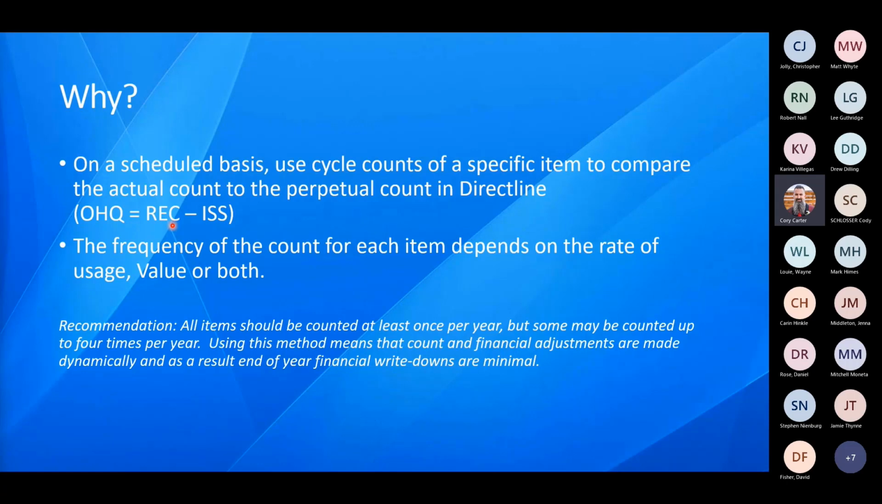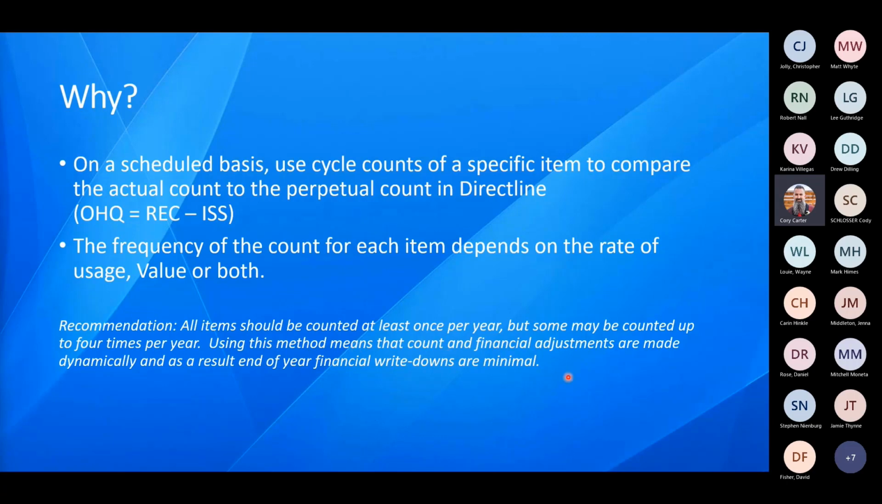The frequency of the count for each individual part doesn't have to be the same. You're not counting the bolts in the bolt bin at the same rate as a critical part that causes downtime, like the motor that runs your lathe, or parts that are critical or hard to get. You're going to want to count those more often, control them more, and know that those parts are going to be there. So there's a recommendation here: all items should be counted at least once per year, but some may be counted up to 4 times a year.